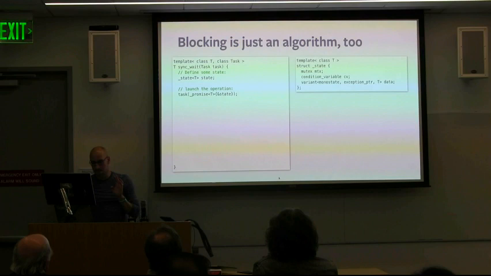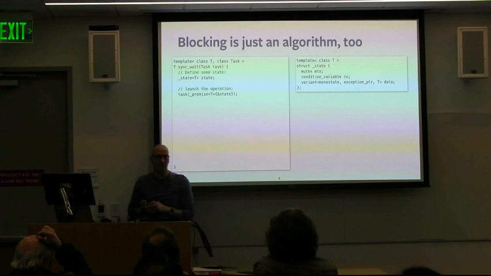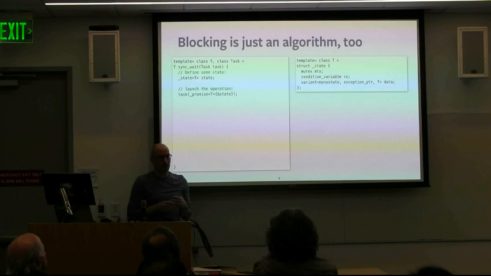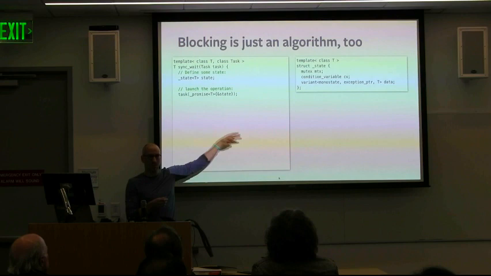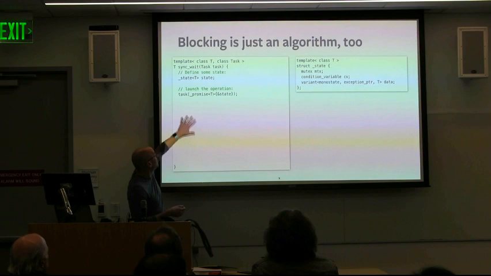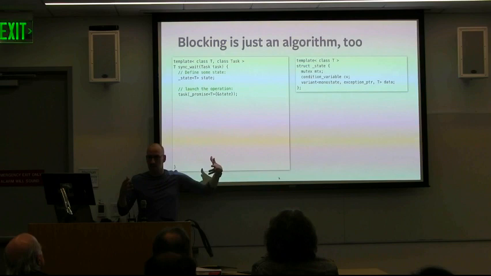So what's in the state? Well, our mutex, our condition variable, and the variant. The mutex and the condition variable are obviously for synchronization. And the variant, remember, the promise has set value and it has set exception. So an asynchronous computation can either complete successfully with a value, or it can error with an exception. So we need a variant to hold either the value or the exception, so that ultimately, in sync wait, we will get either a value or an exception and take appropriate action.